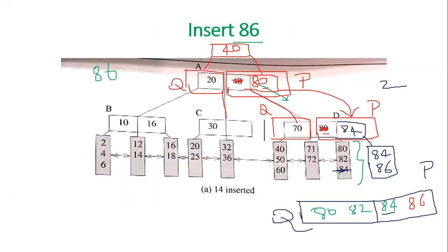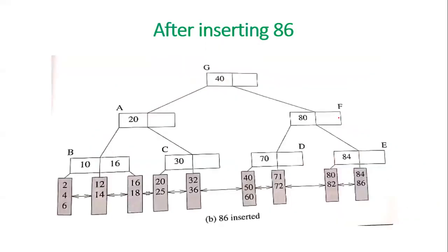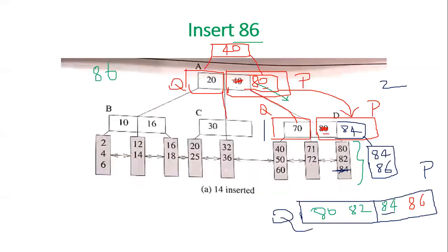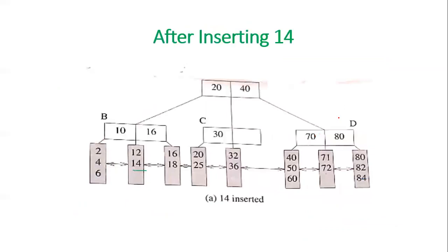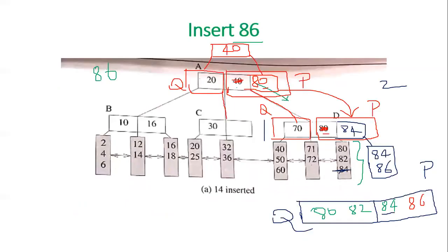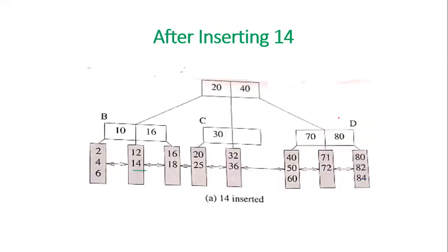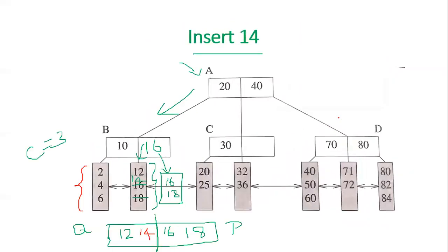You can see the level has increased by 1. The root is 40. To the left of 40 we have 20. To the right of 40 we have 80. To the left of 20 we have 10, 16. To the right of 20 we have 30. Okay. To the left of, sorry, I'm going to the wrong place.